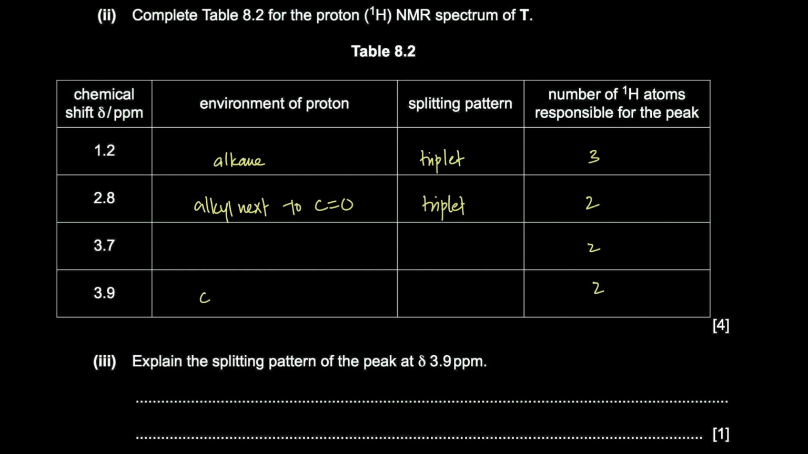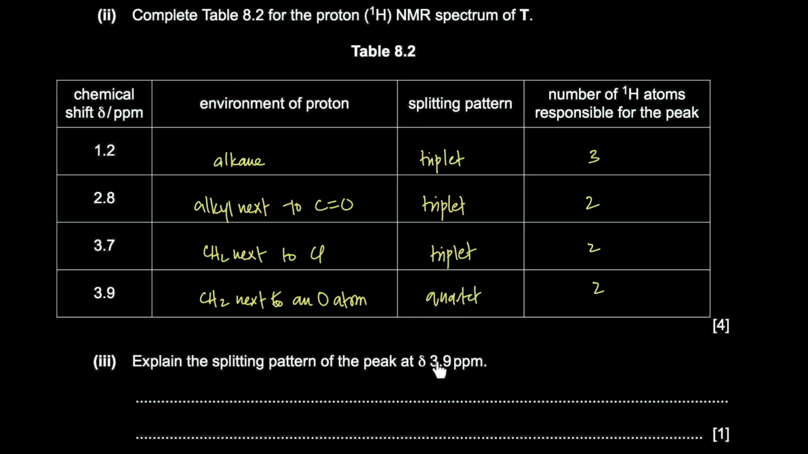We had a 3.9, that was a CH2 next to an oxygen atom, or you can just say electronegative atom. That was a quartet. And then we have a CH2 next to a chlorine atom. That was also a triplet. So all of them were triplets except this one, which was a quartet.